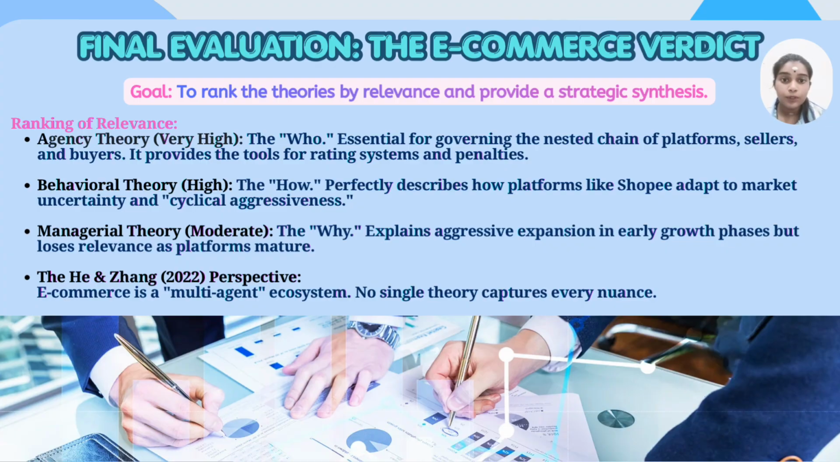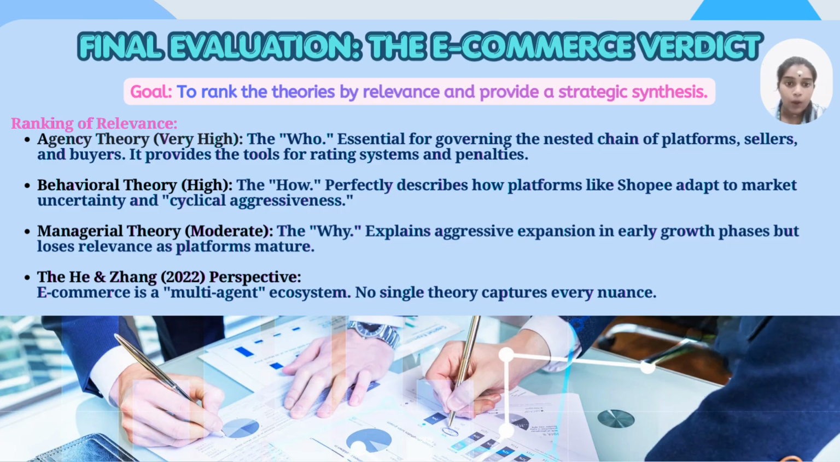So next I'm going to explain about the final evaluation, which is the e-commerce verdict. So how do these apply to the digital world? Here is our verdict for the e-commerce sector. First is agency theory, very high relevance. This is the who. It is essential for governing the chain between platforms, sellers and buyers through rating systems and penalties. Second is behavioral theory, high relevance.